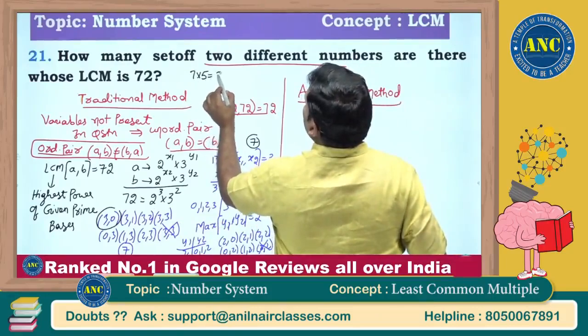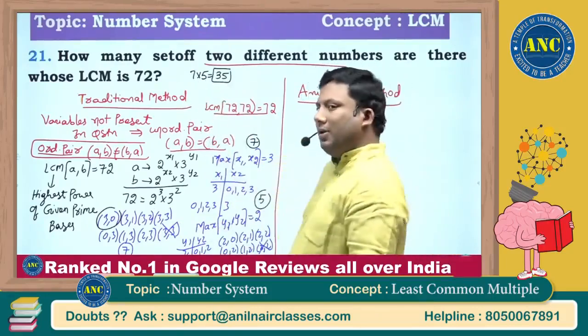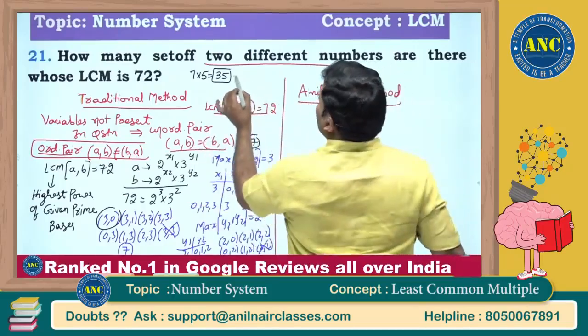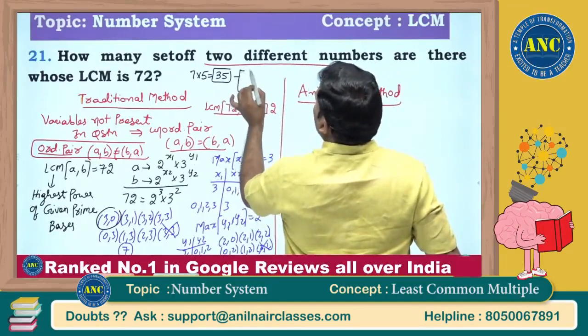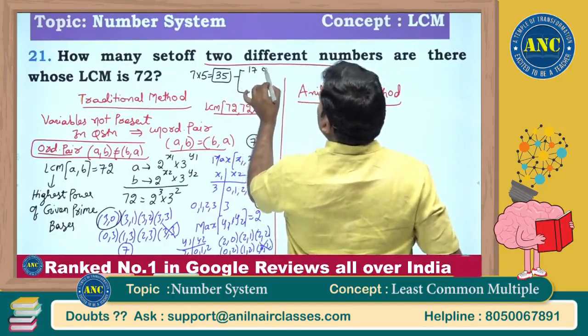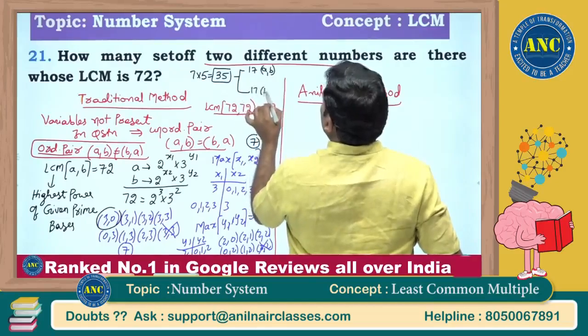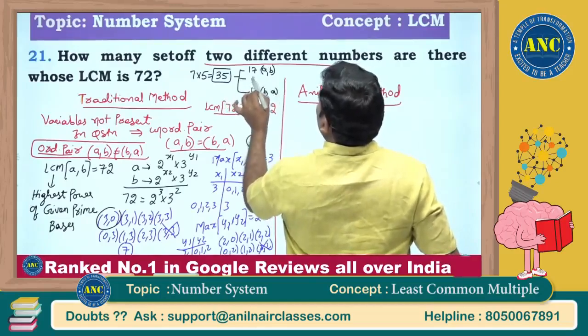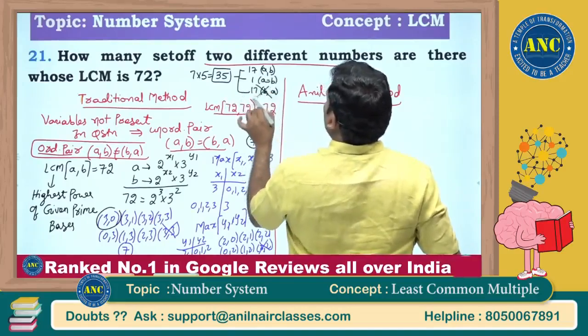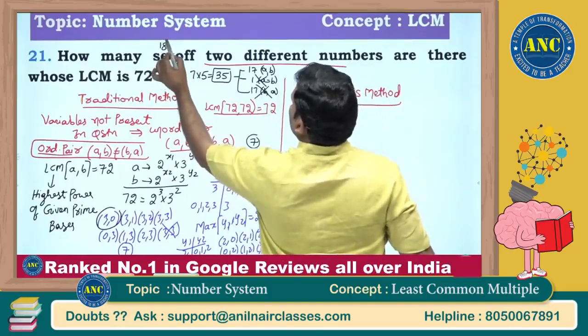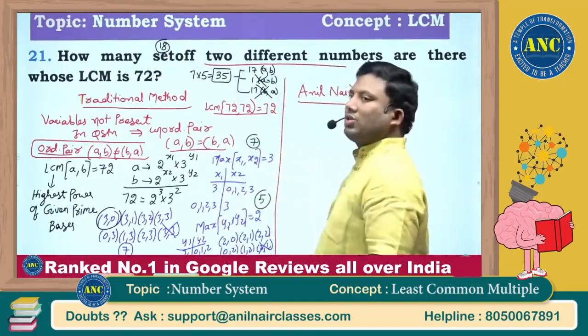How many values can A, B take such that LCM of A, B is 72? The answer is 35, but in this 35, it is an ordered pair. 17 cases will be A, B. 17 cases will be B, A. One case will be A equal to B. This case should not be taken. So the answer for this question is 18.